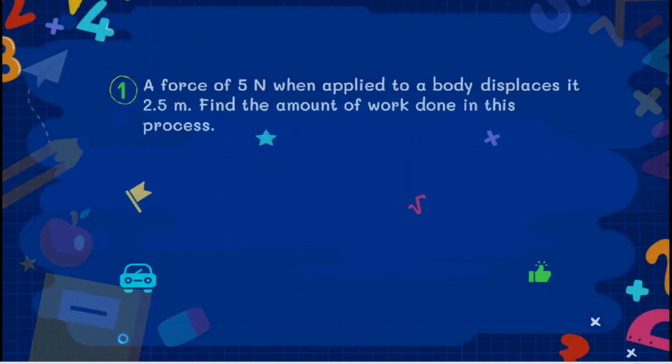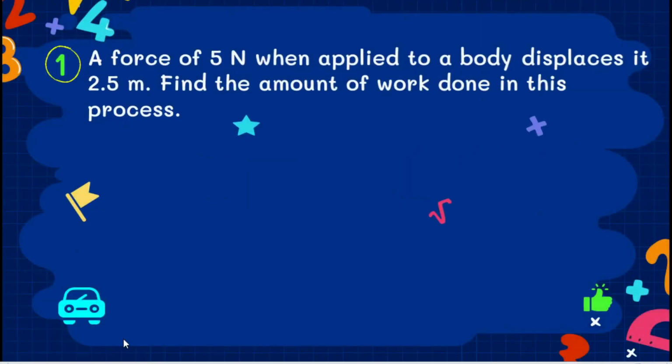So, first numerical problem. What they are given here: a force of 5 newton when applied to a body displaces it 2.5 meter. Find the amount of work done in this process. So we have to find out the work done. Students, already we know the formula for work done. So first I am going to write the formula.